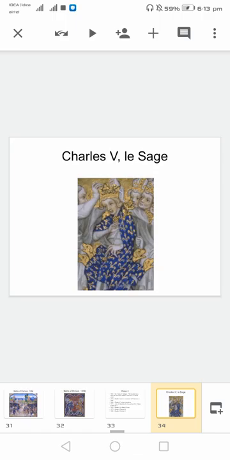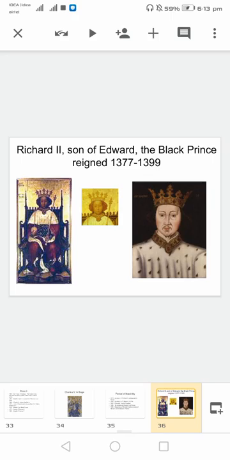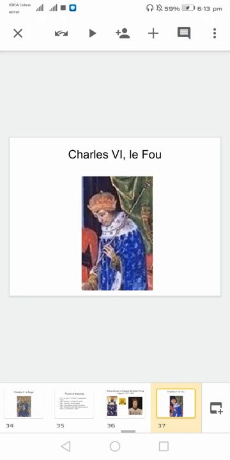Charles V, being of that time, and the phase that was also called the inactivity period took place. Charles IV was there. That also created history.